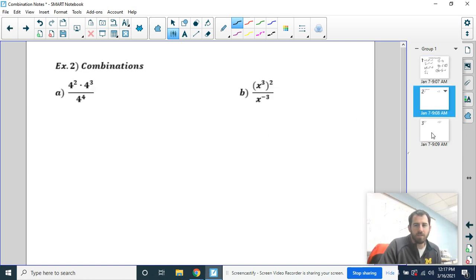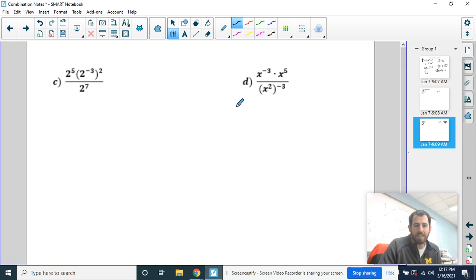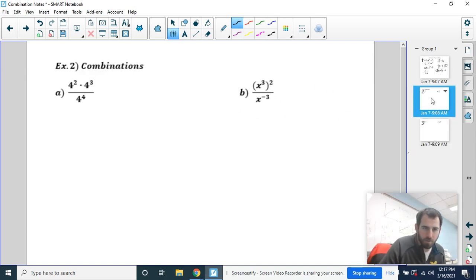Okay, these are combination rules. You can see we got 4 examples. These last 2 are actually harder than the ones on your test. If you can do those, you should be perfect for the test. Now how I would approach these is I would deal with any negatives first, and then from there, one rule at a time.